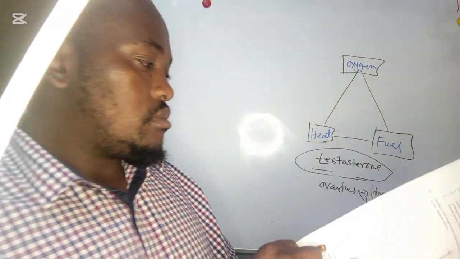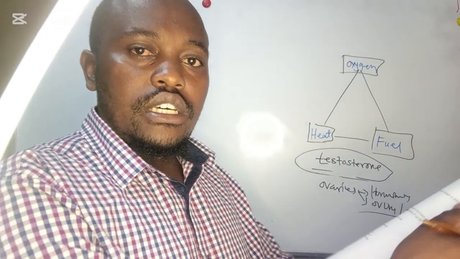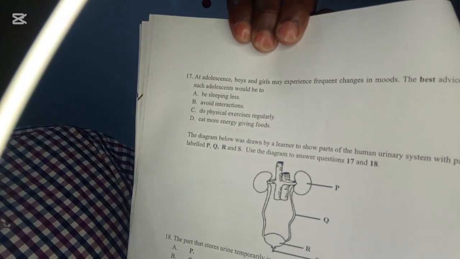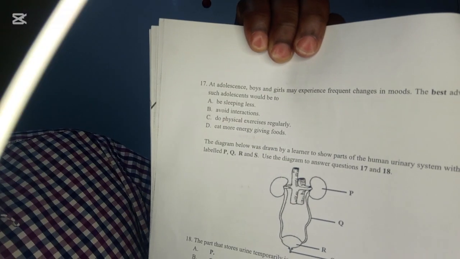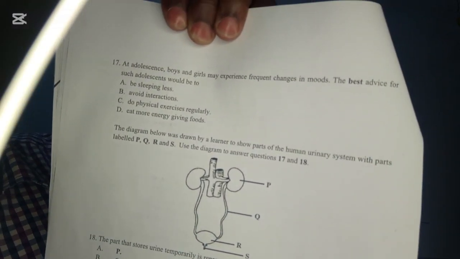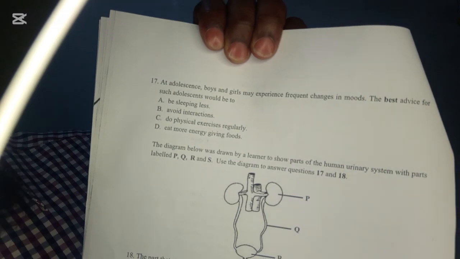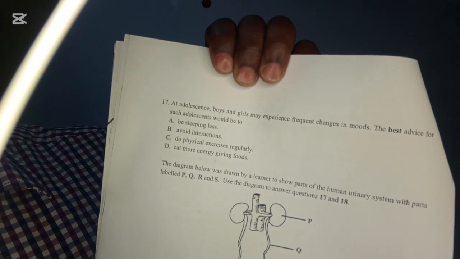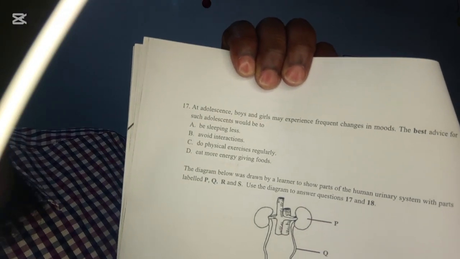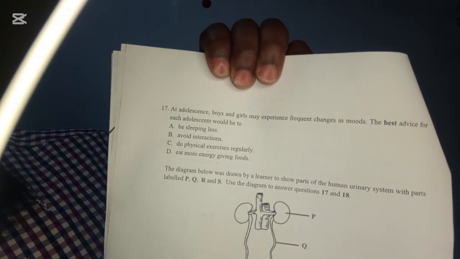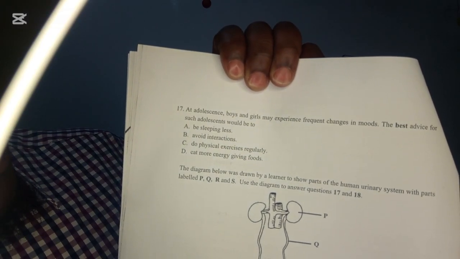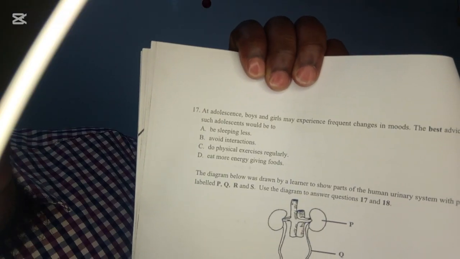The other question, 17, asks, at adolescence, boys and girls may experience frequent changes in moods. The best advice for such adolescents would be, so when adolescents have frequent changes in their mood because of different hormones, what would you tell them? Would you tell them to be sleeping less? Or would you tell them to avoid interactions? Would you tell them to do physical exercises regularly or eat more energy-giving foods?